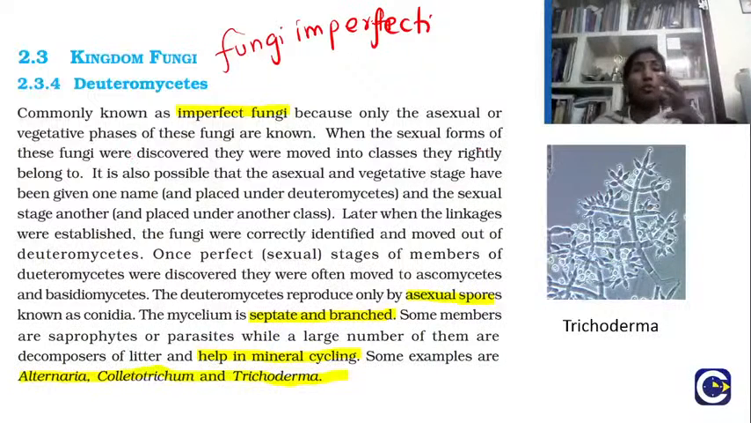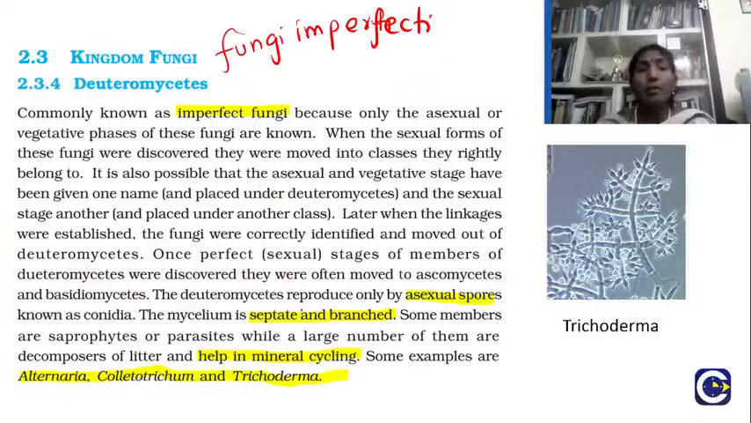If you take the sexual form, they don't fit into it, like Trichoderma or Alternaria, they don't fit into it at all. So it is also possible that the asexual and vegetative stage have been given one name, and they are placed as deuteriocytes. But when you take the sexual stage of it, they will be in another class. So it's not like a perfect fungi. Once the sexual stage of members of deuteriocytes was discovered, they'll be like Ascomycetes or Basidiomycetes.